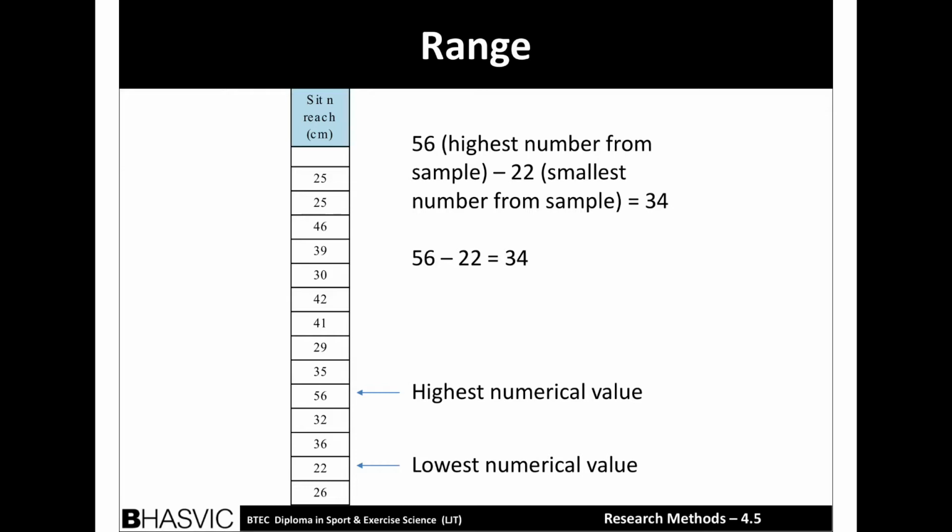The example I've used here is data pulled from the sit and reach test. To find the range from this data, you find the highest number, which is 56, and the smallest number, which is 22. To work out the range, you should now find the difference between the two. The quickest and easiest way to do this is by subtracting 22 from 56, which equals 34. This value is your range.